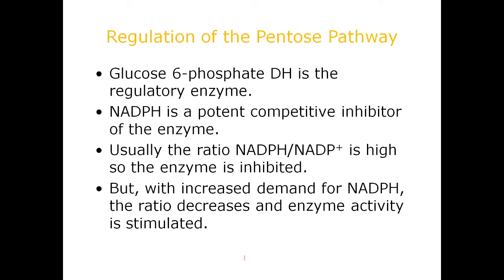Glucose 6-phosphate dehydrogenase is the regulatory enzyme for this pentose phosphate pathway. NADPH is a potential competitive inhibitor of the enzyme. Okay, NADPH we are producing in the pentose phosphate pathway, and if NADPH is already present in the body, it will act as a competitive inhibitor. It will say, okay, no need of NADPH, so it will try to inhibit this glucose 6-phosphate dehydrogenase enzyme.